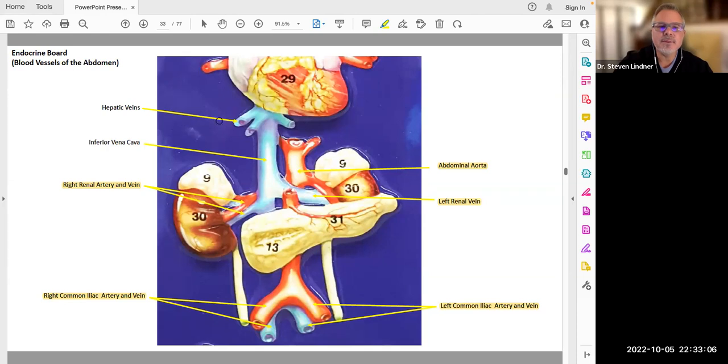The liver would be here, so it's not showing the hepatic portal vein, but it is showing the hepatic veins. These would go from the liver to the inferior vena cava, which is this, inferior vena cava.